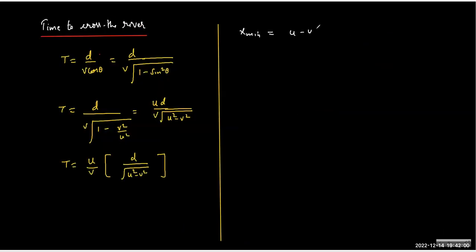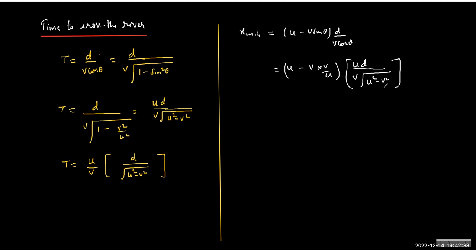So we can write the formula (u minus v sine theta) into d upon v cos theta. I'm writing this way again because I can substitute sine and cos. Sine theta is how much? V by u, right? And the time we got, I think I can replace this entire d by v cos theta by the answer which I got, u d by v under root of u square minus v square. Right, guys? Can we write like this? Yes or no? Yes, sir.